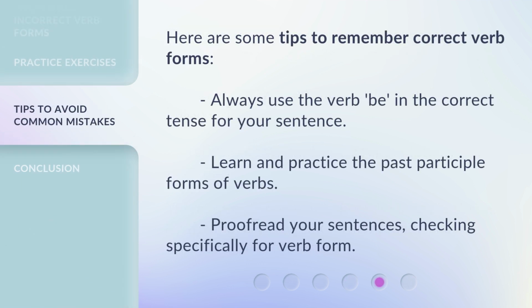Here are some tips to remember correct verb forms. Always use the verb, be, in the correct tense for your sentence. Learn and practice the past participle forms of verbs. Proofread your sentences, checking specifically for verb form.